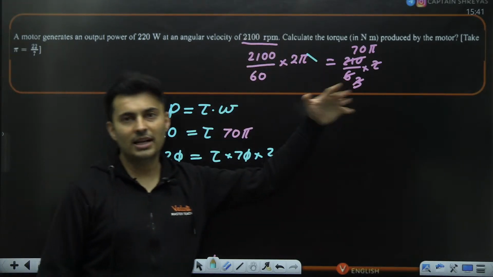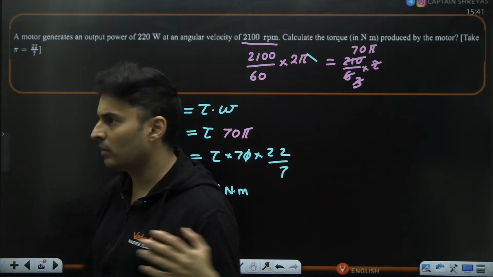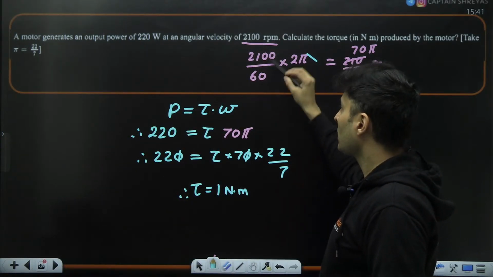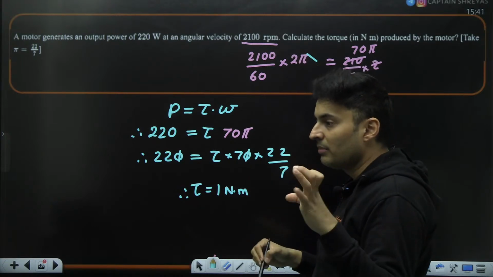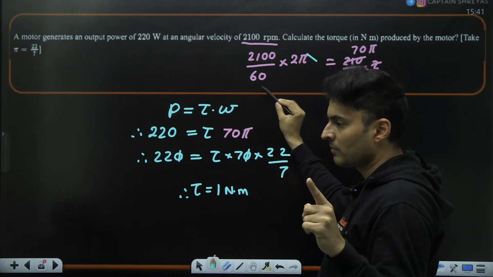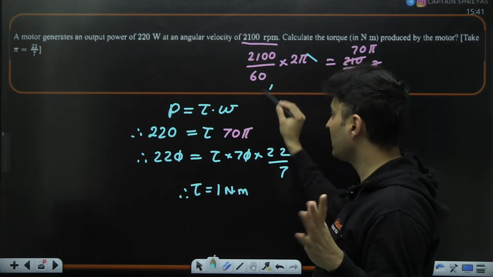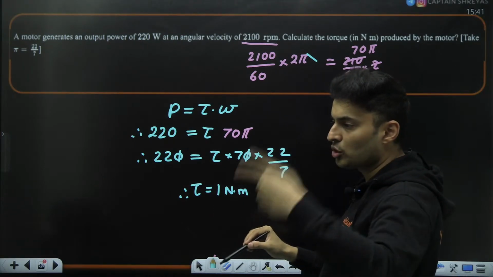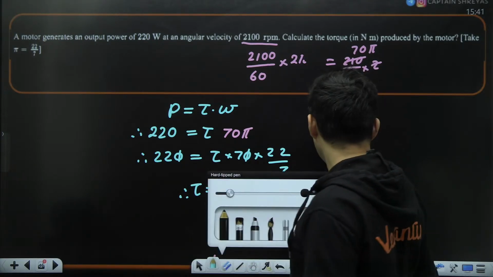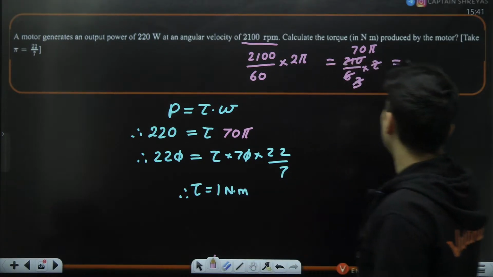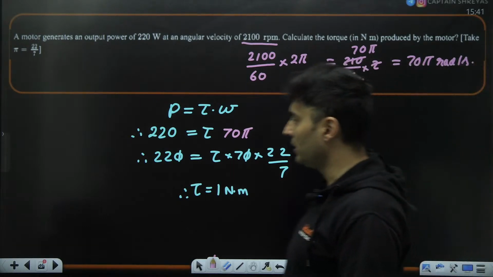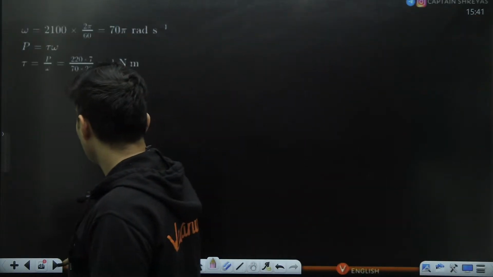So the values they had given were such that it will be easy to convert. And remember, whenever you have to convert from RPM to radian per second, because it is rounds per minute, a minute is 60 seconds. So divide it by 60 seconds, and you will get per second. And each round is 2 pi radians, so you multiply by 2 pi radians. That's how you convert from rounds per minute. This will be basically 70 pi radian per second.